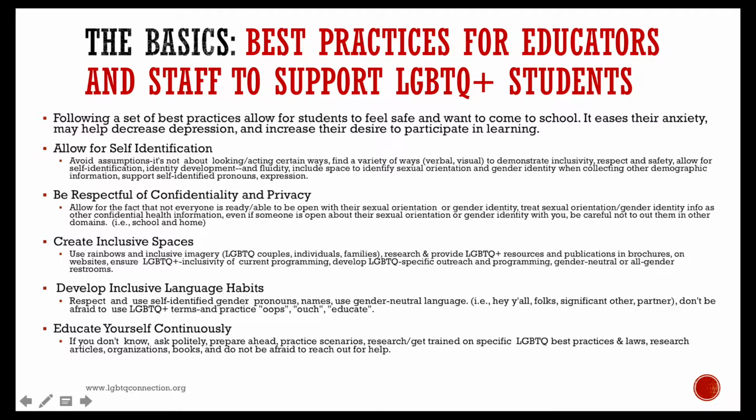Avoid assumptions because it's not about acting or looking a certain way. Number 2, be respectful of confidentiality and privacy. Allow for the fact that not everyone is ready or able to be open about their sexuality. Number 3, create inclusive spaces. Use rainbows and inclusive imagery such as LGBTQ couples, individuals, and families.